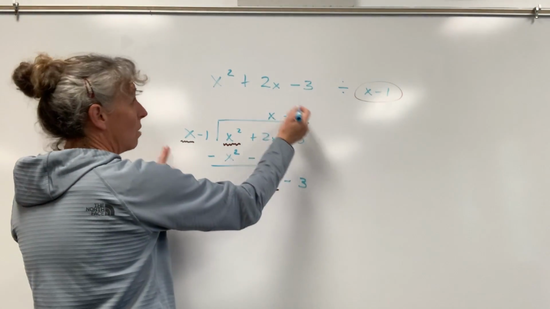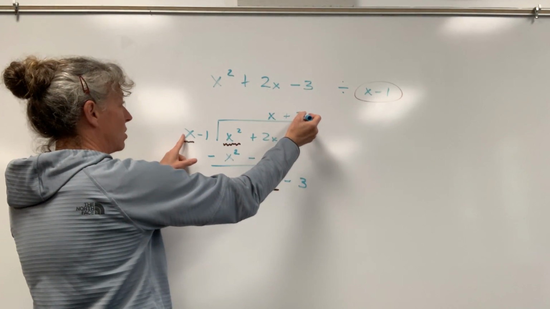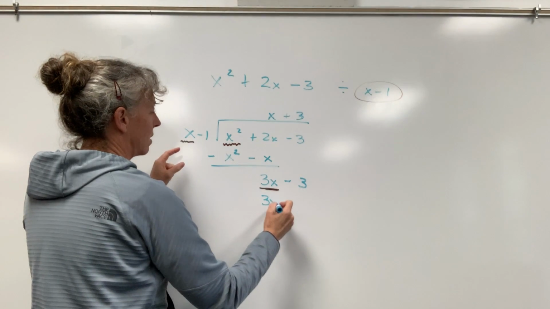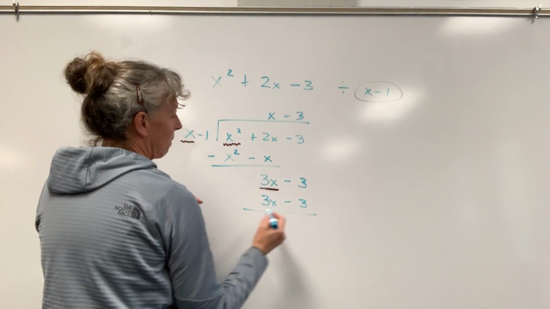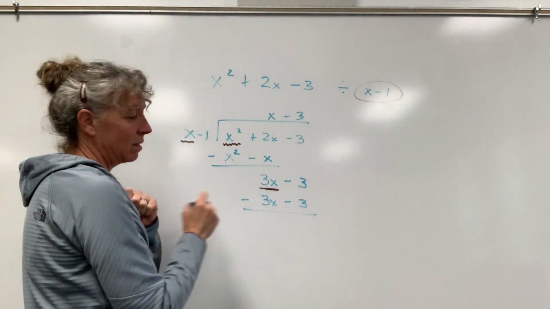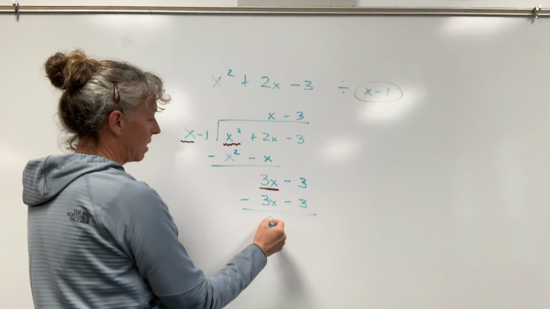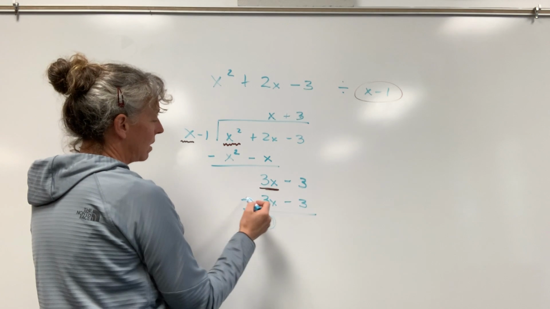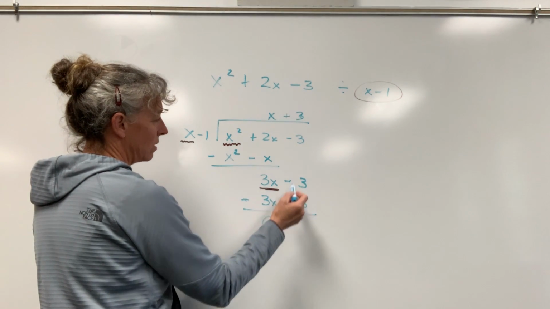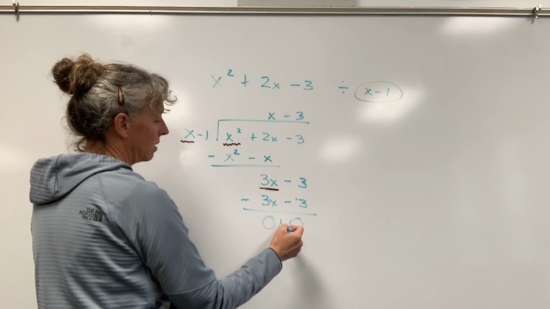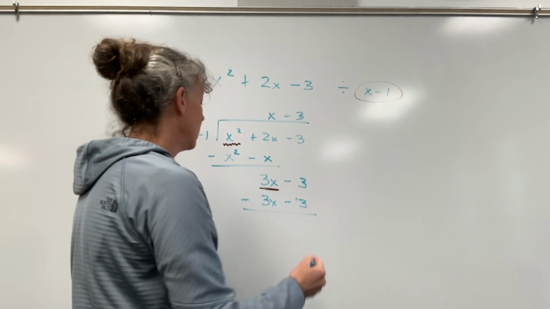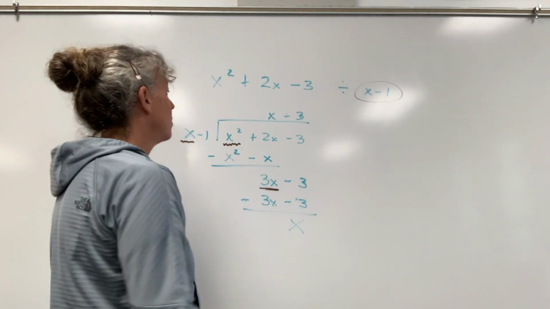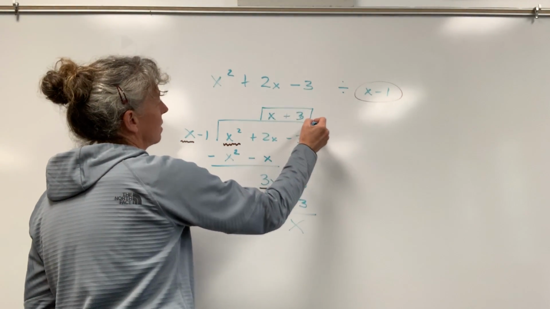Okay, now we do our multiplication. 3 times x is 3x. 3 times negative 3 is negative 3. Remember, we're subtracting. So 3x minus 3x is nothing. Negative 3 minus a negative is a plus, right? So negative 3, that's a nothing. 0 plus 0, 0, perfect. We did it exactly correctly. There's nothing left. So our answer is this.